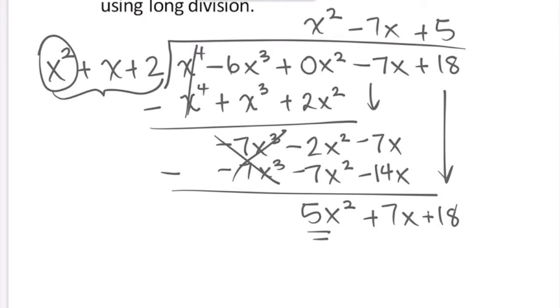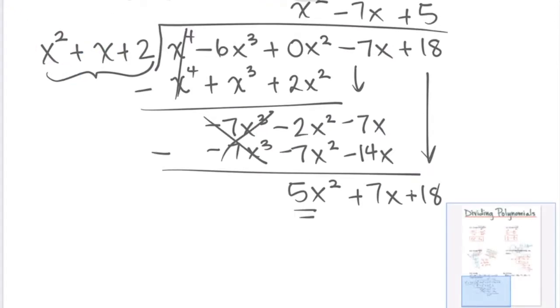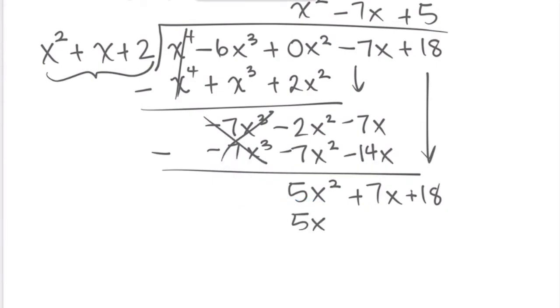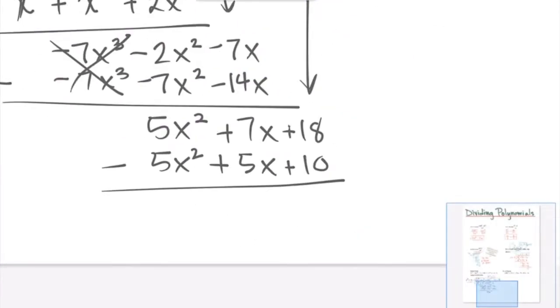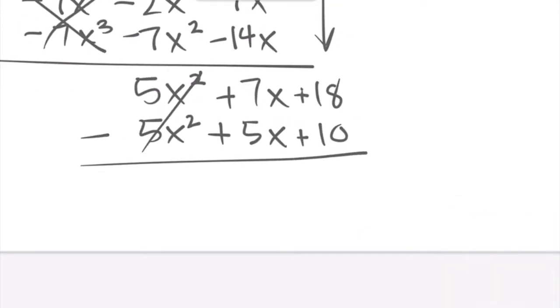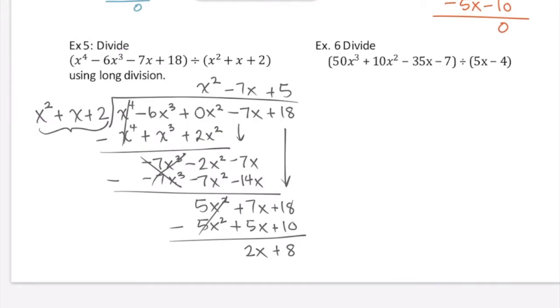Now we multiply 5 times the trinomial on the outside. So 5 times x squared gives us 5x squared. 5 times x gives us 5x. And 5 times 2 gives us 10. Again, we subtract. 5x squared minus 5x squared is 0. 7x minus 5x is 2x. And 18 minus 10 is 8. This is our remainder. Notice we don't have anything else to drop.